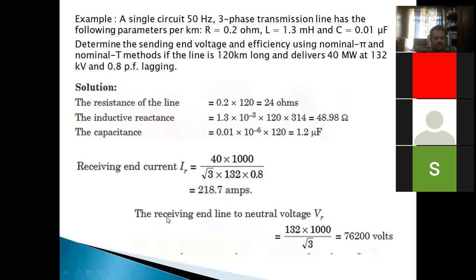Okay. So now the receiving end line to neutral voltage, that is 132 kV divided by root 3. This is the phase voltage, the line to neutral voltage. It comes around 76.2 kV.